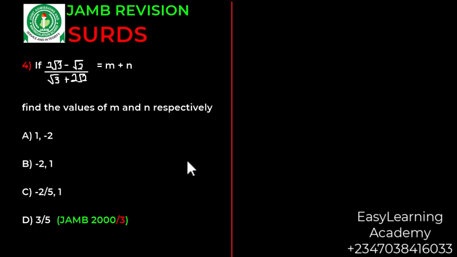Alright, so let us take the year 2000 question, question number 3. It says if (2√3 − √2) over (√3 + 2√2) is equal to m + n√6, find the values of m and n respectively. So do yourself a favor, try to pause the video, solve it, and let's compare our options together. All right, go ahead and solve it.